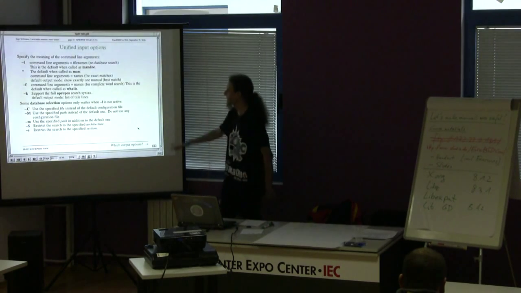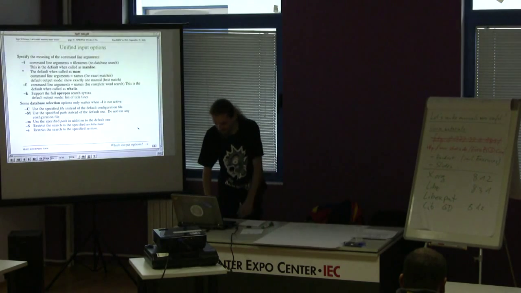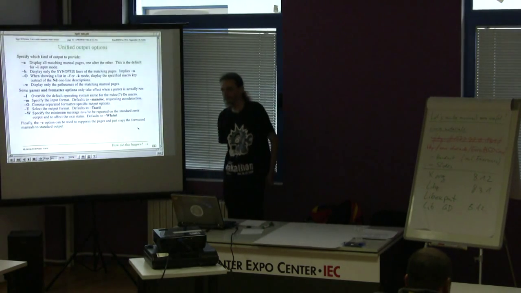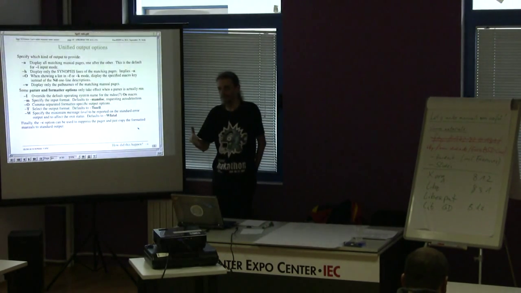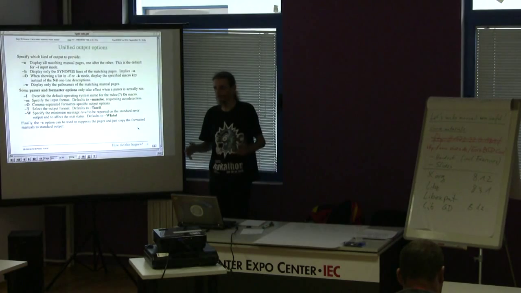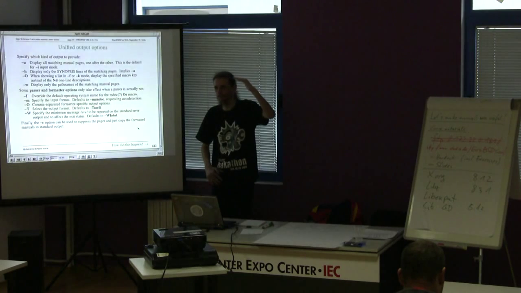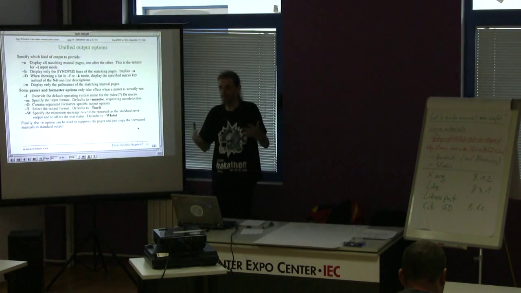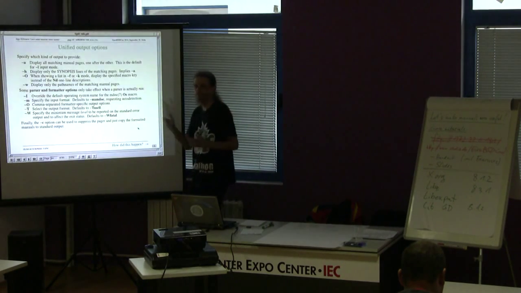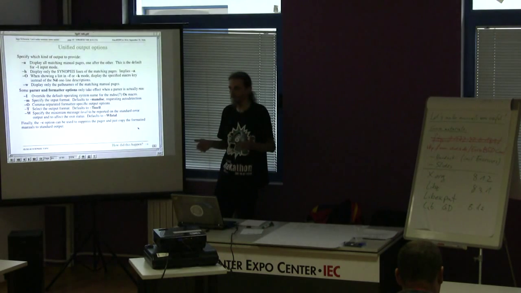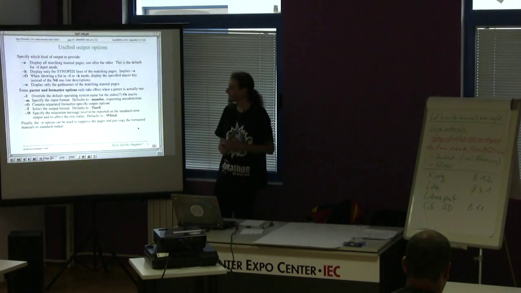So these database selection options, the traditional ones, now work with all the commands. The output options, minus A, doesn't show just the first matching manual, but all the matching manuals, one after the other. So I could say apropos some keyword with minus A, and I get all the matching manuals right away, so that in my pager, I can search through all of them. Minus H is a traditional option from man, too, that just shows the synopsis. Now it also works with apropos.